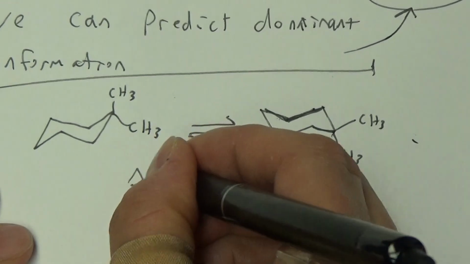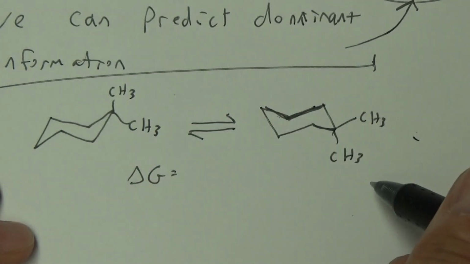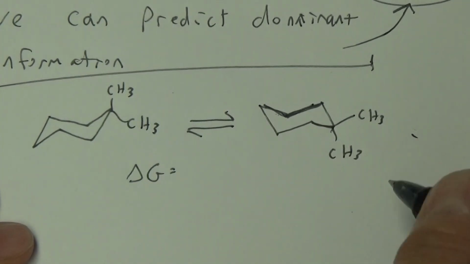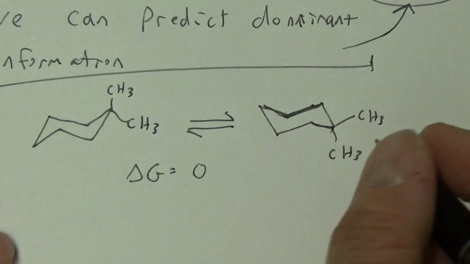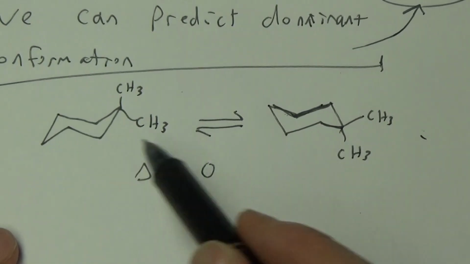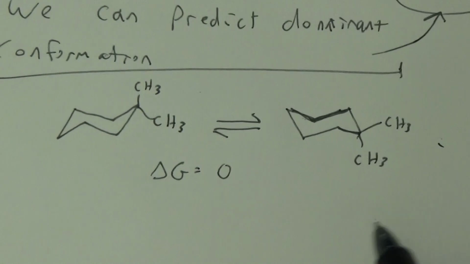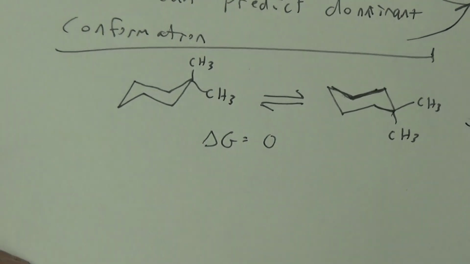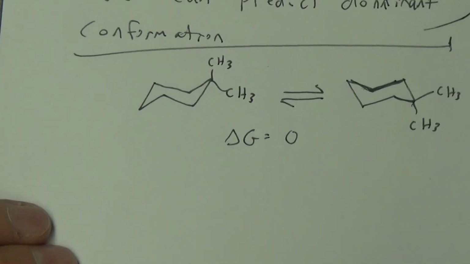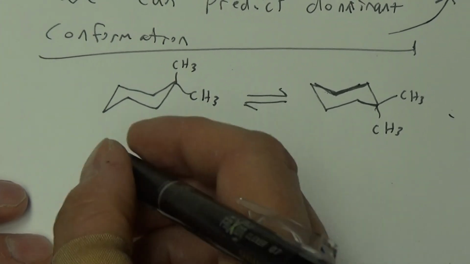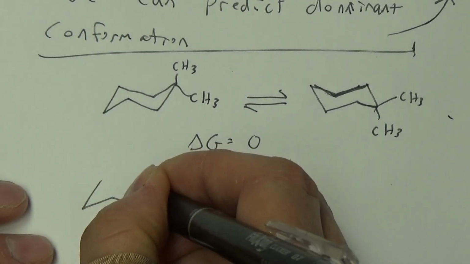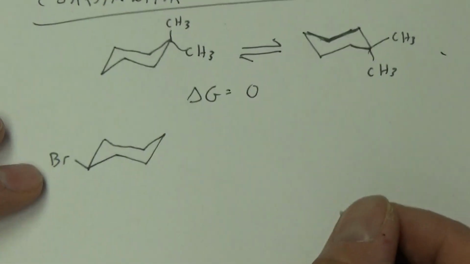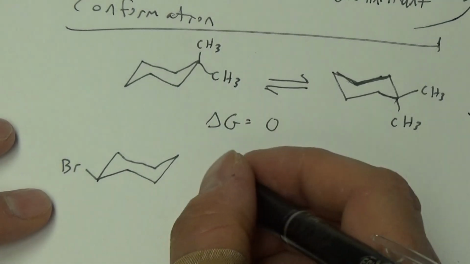Of course, is there any difference between these two energetically, do you think? Well, they both have a methyl that's axial, and delta G is 0. Meaning there's no difference. The equilibrium is 50-50 here, right? But let's try bromo equatorial.